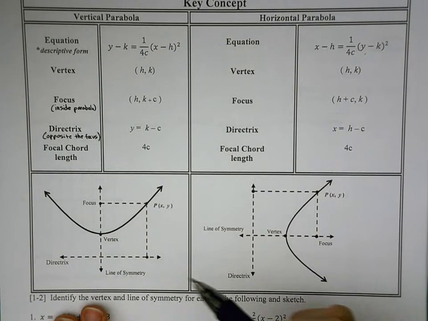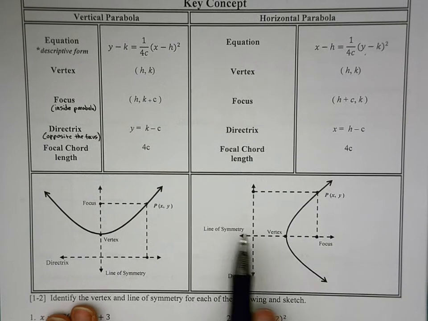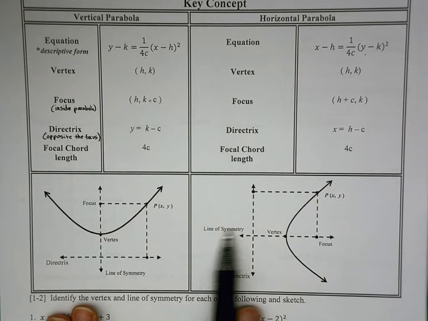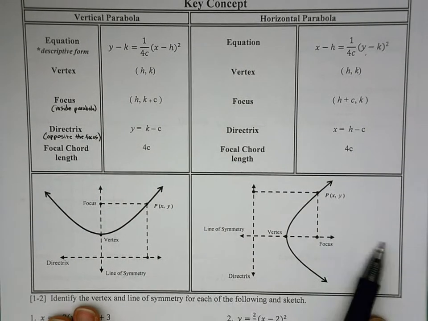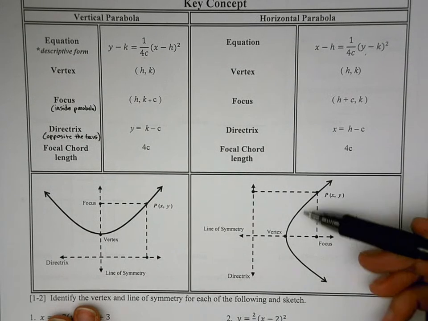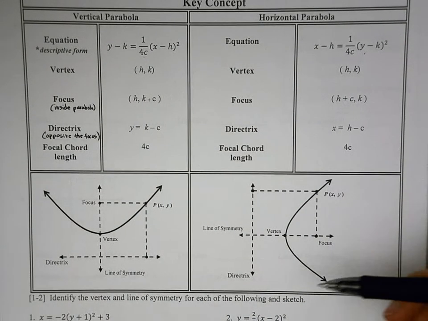Okay? We also have what's called a line of symmetry. We've looked at that a little bit, but it's going to go kind of straight through that quadratic, allowing us to reflect on either side of our parabola.